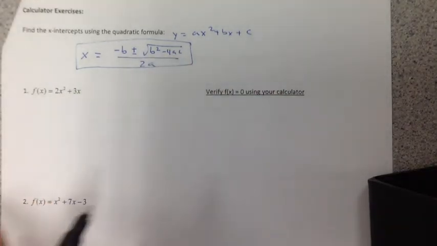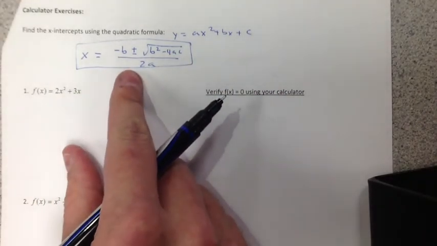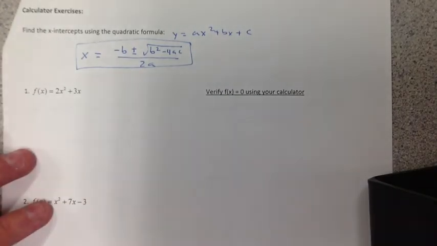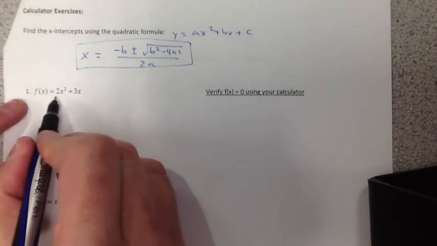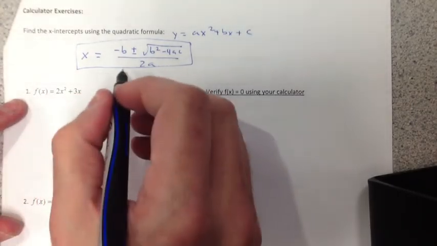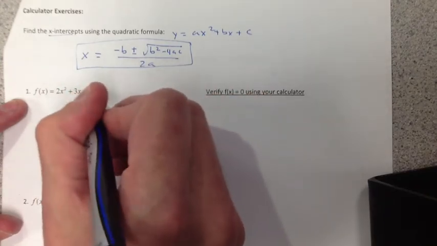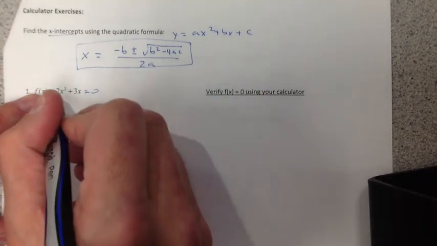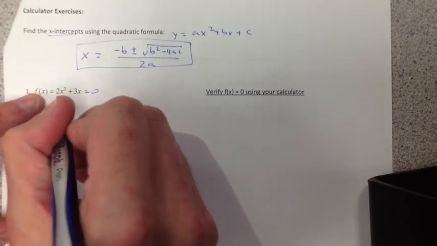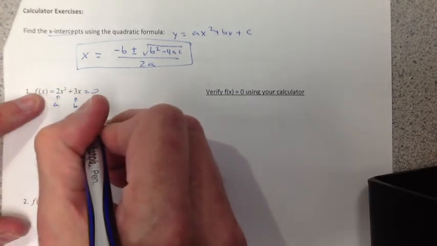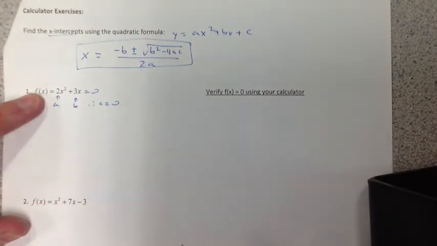So what we're going to do is use the quadratic formula to solve for x, and I'm going to show you how we can verify that on the calculator. If I want to find the x-intercepts, remember that's basically where we set our function equal to 0. So here's our a, here's our b, and there is no c, so therefore c is just 0.